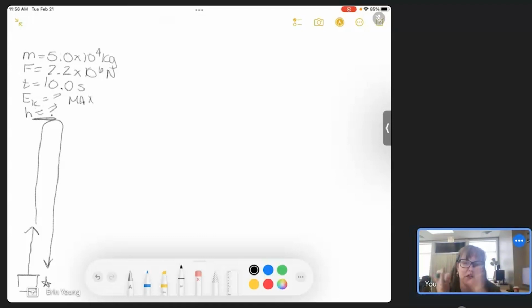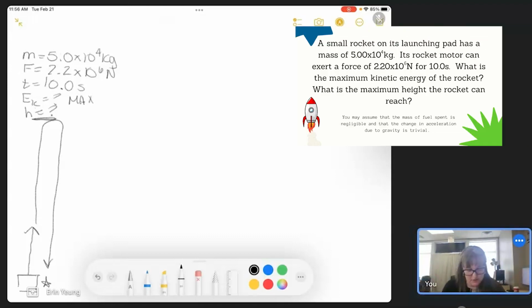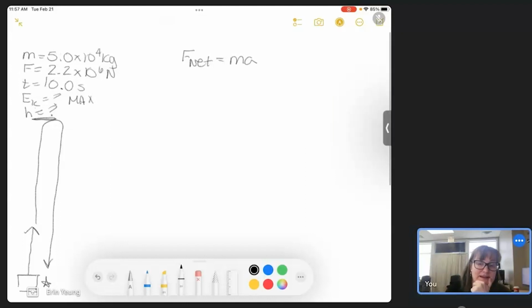Where are we getting our kinetic energy from? It's going to be from that force from burning the fuel, right? And so it tells you in the question that the rocket motor is exerting a certain force, this 2.2 times 10 to the 6 newton force, and it's doing it in 10 seconds. So what do we know about kinematics and dynamics from Physics 20 that can help us with this? Well, first off, we know that our net force is always equal to mass times acceleration. So we can use that information to then find out what our acceleration is.